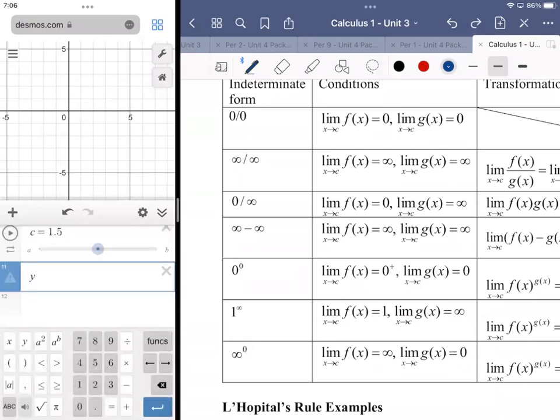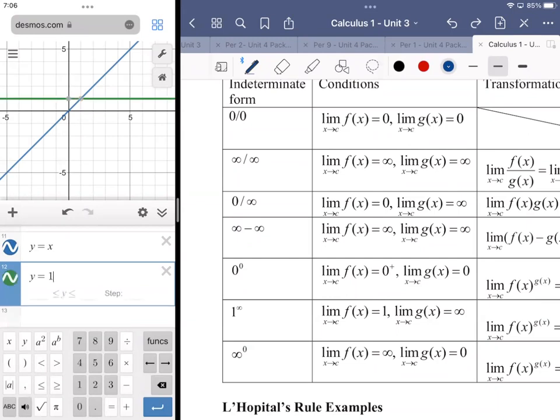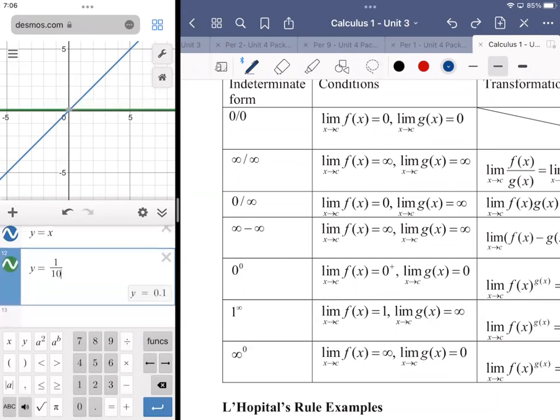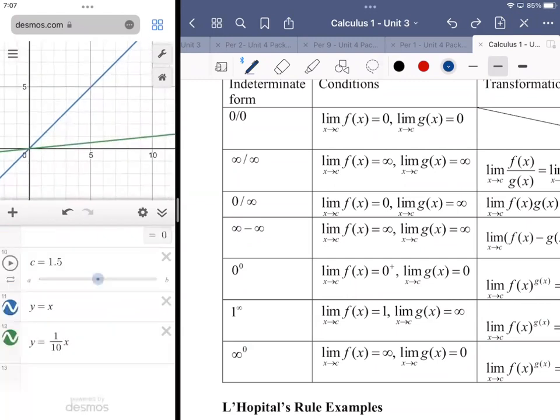But if I have y equals x, and I have y equals 1/10 x, they're both going to infinity. All right, the blue line and the green line are both going to infinity because one of them is going there faster than the other.